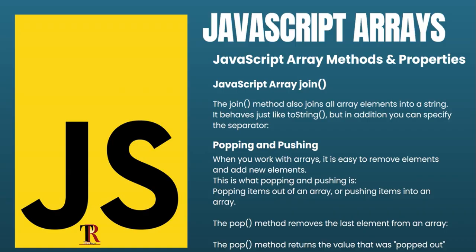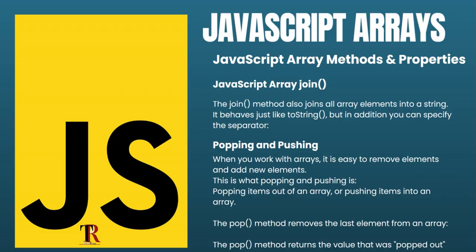In this lesson, we talked about another JavaScript method, which is the join method, the JavaScript array join method. The join method also joins all array elements into a string. It behaves just like toString, but in addition, you can specify the separator. So the method we are going to be talking about in this lesson is more like the toString method, which we have talked about earlier and demonstrated.